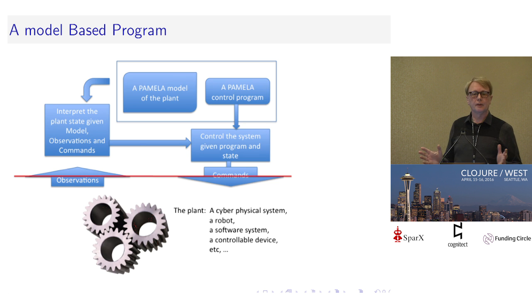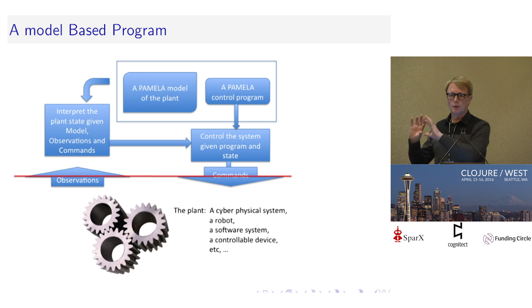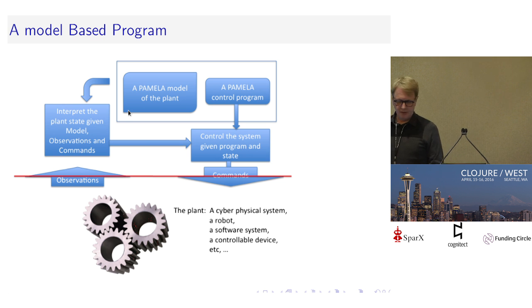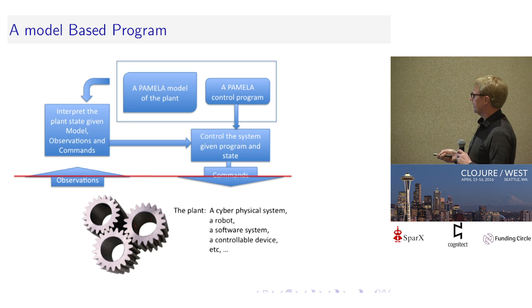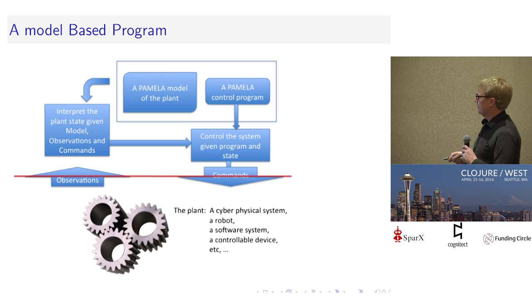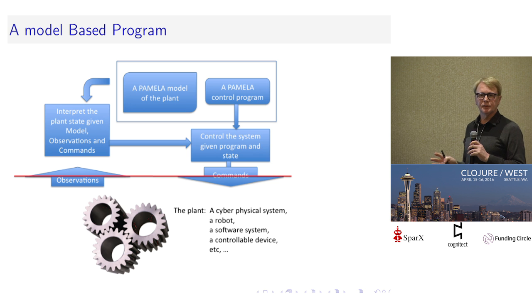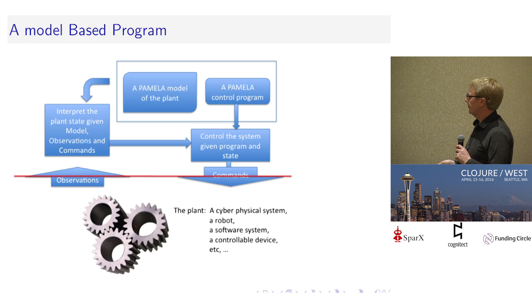So what is a model-based program? We're talking about cyber-physical systems. It's not a program that runs all by itself on a computer somewhere. We're talking about modeling something that exists on the other side of a dividing line. So this dividing red line here divides the plant, which is the cyber-physical system. It may be a totally software system, like a speech recognition system, but it may be a robot that has some software running on it already, and we can interface with it. We can monitor its behavior.